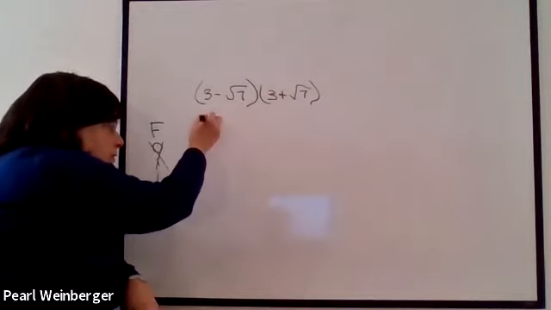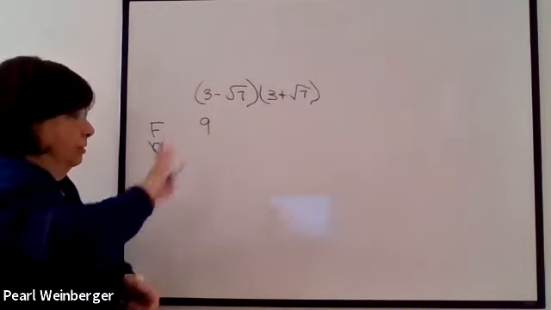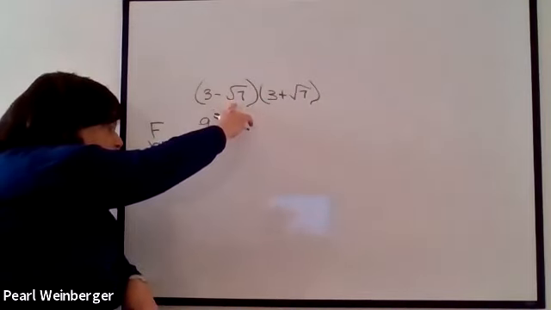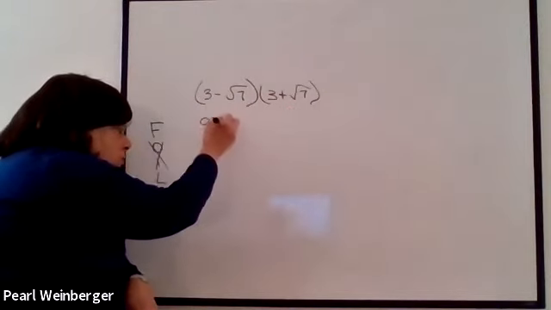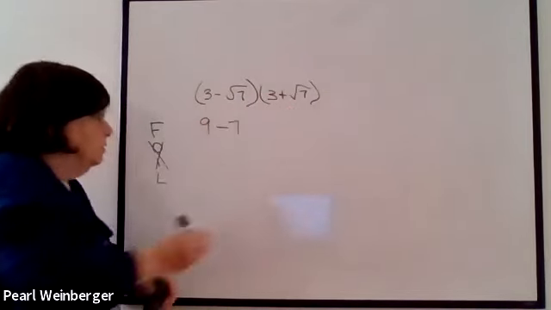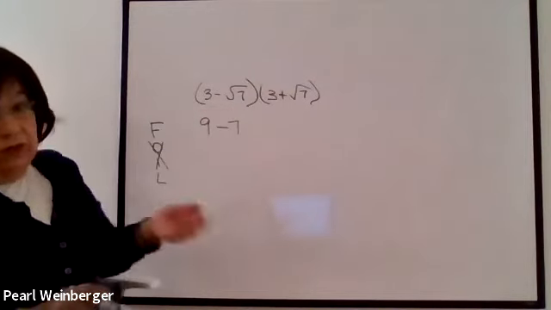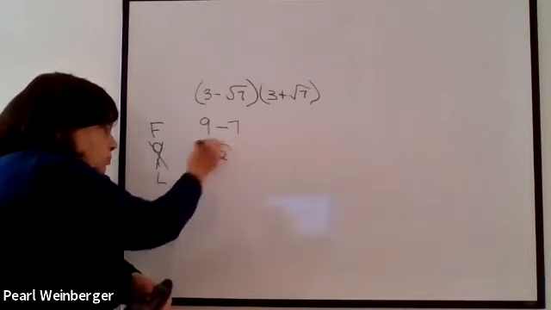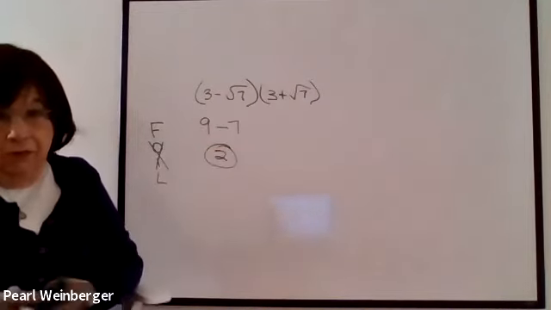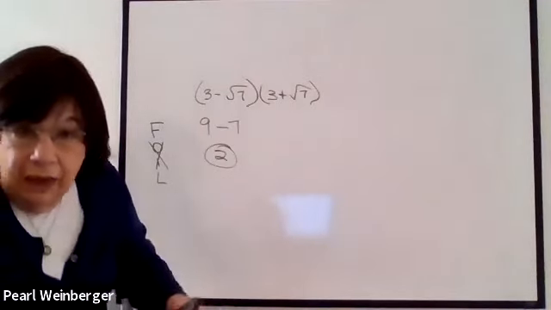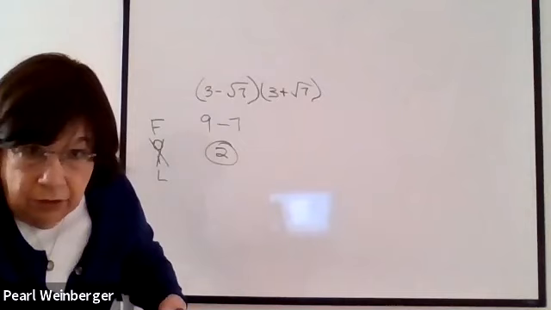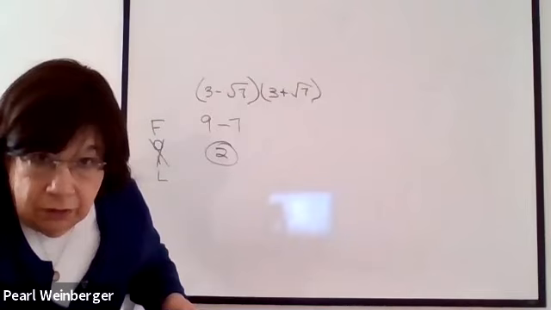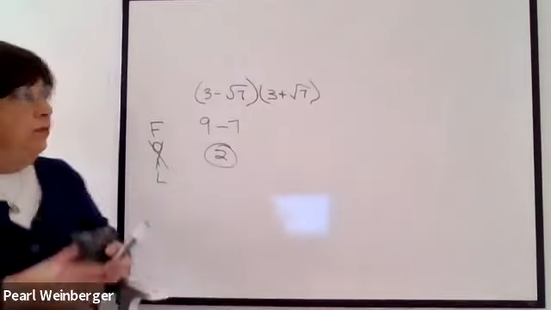3 times 3 is 9. Outer and inner cancel out. Don't even bother with it. Last, negative square root of 7 times positive square root of 7 is just minus 7, because the square root of 7 times the square root of 7 just removes the radical. So my answer becomes 9 minus 7, which is just 2. Again, the answer, and that's what both of you got, excellent, is a rational number, a regular number without any square roots. Okay, so I'm glad everybody did that.